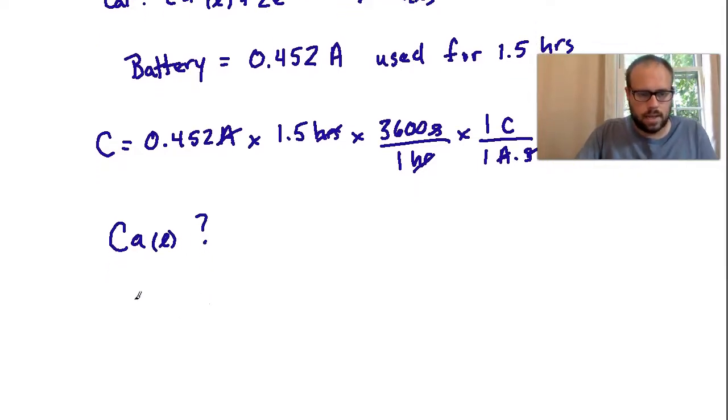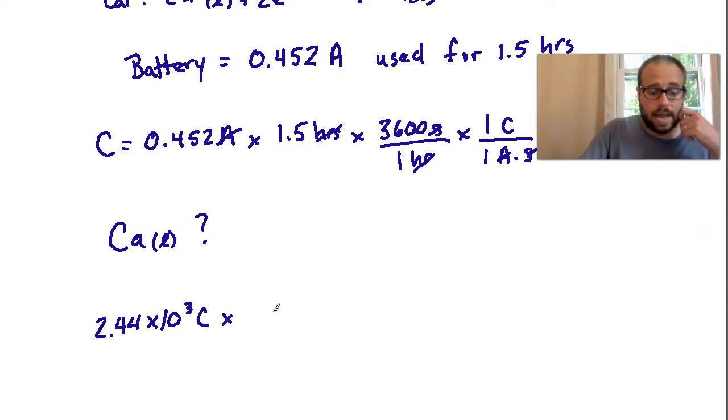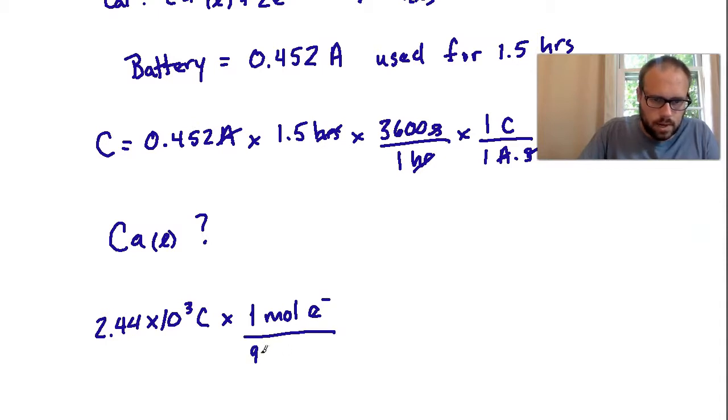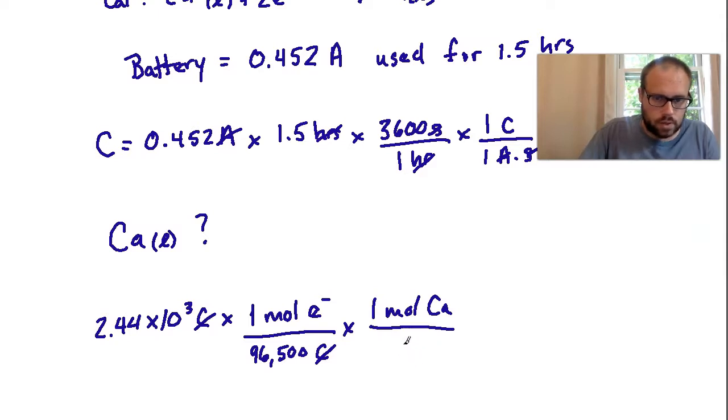Well, to do that, I'm going to take the value. So the value was 2.44 times 10 to the third coulombs. I can multiply that by Faraday's constant. Now, I want the coulombs to cancel out, so it's going to be every 1 mole of electrons is 96,500 coulombs. So now the coulombs are gone. All right, now I need to get this into the actual equation here. So I'm going to want the moles of calcium per the moles of electrons.